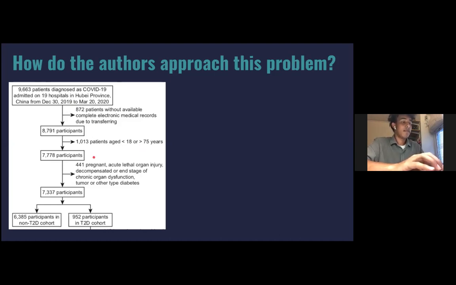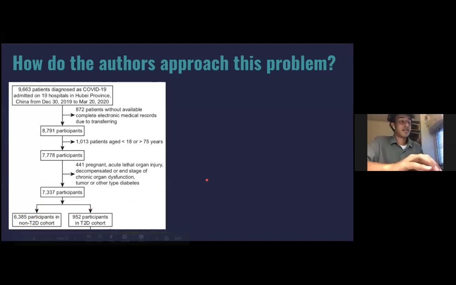And then finally, after this elimination process, the researchers got to this final cohort number of 7,337 total participants. Then they split this large group up into two smaller groups, one that had 952 participants, and all of these patients had pre-existing type 2 diabetes. And then the other, which had 6,385 participants, was the non-type 2 diabetes group. And by the way, type 2 diabetes is abbreviated here as T2D.